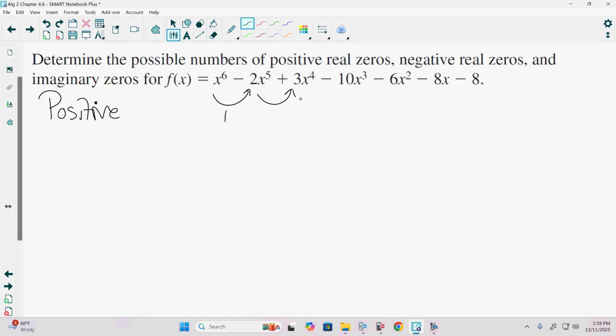How about x to the 5th to x to the 4th? Yeah, because it's going from negative to positive. So it's 2. X to the 4th to x cubed? Yeah, because we went from positive to negative, yes? X to the 3rd to x squared? No, we went from negative to, how about x squared to x? No. So the most positive zeros we can have is 3.